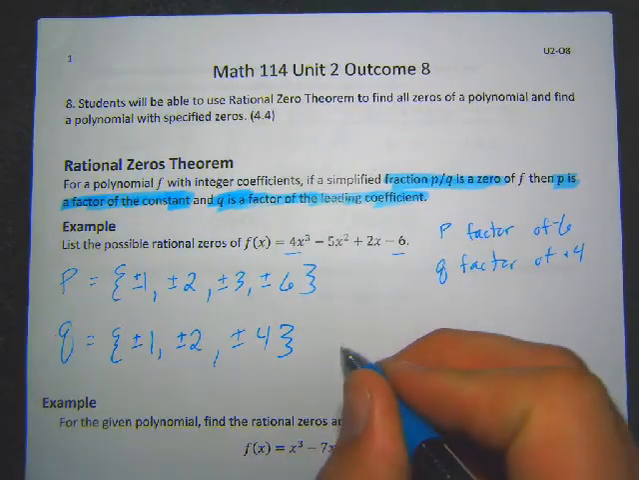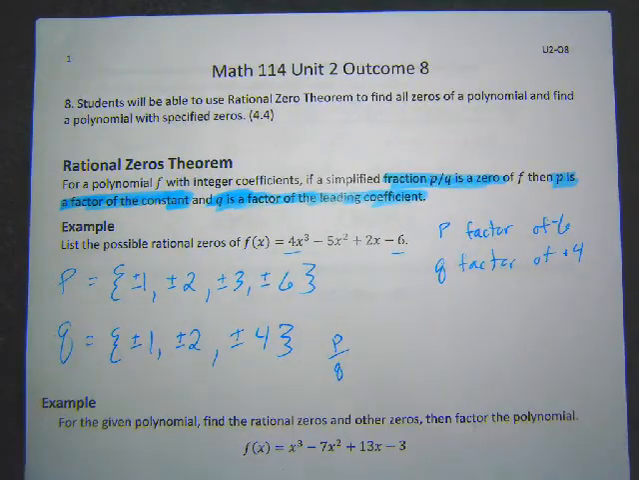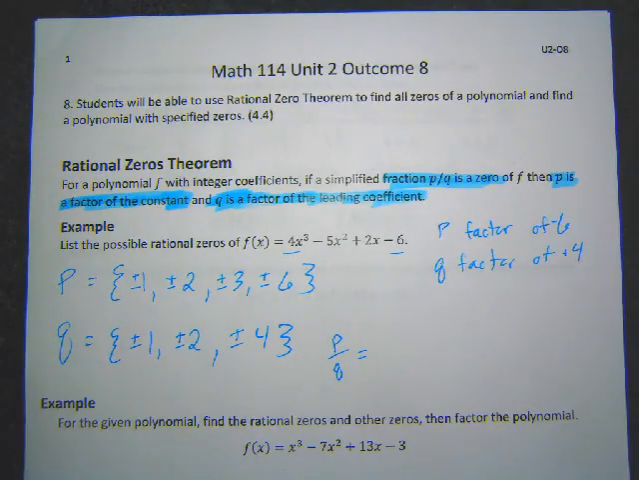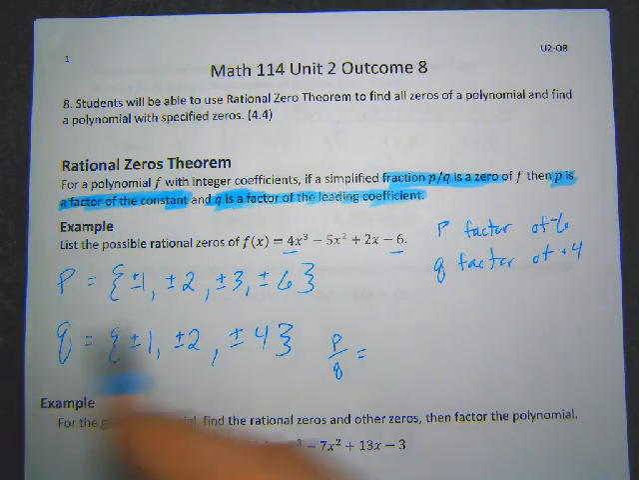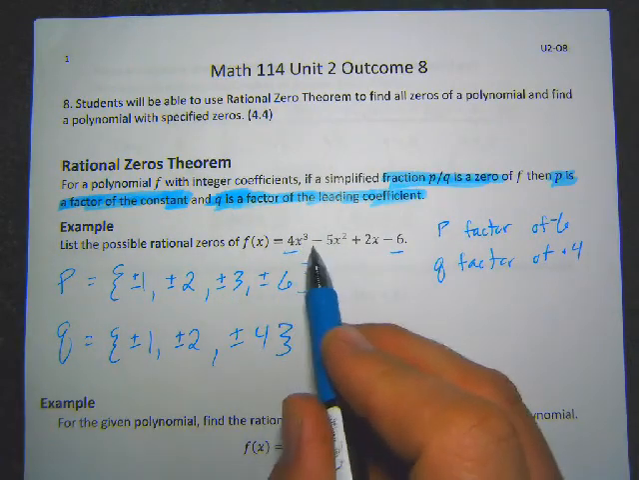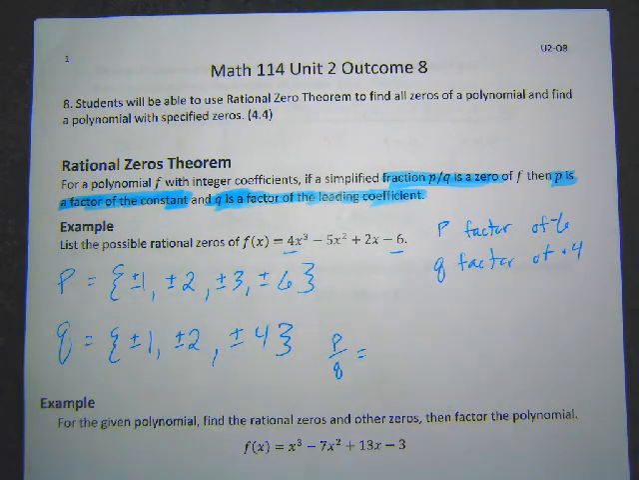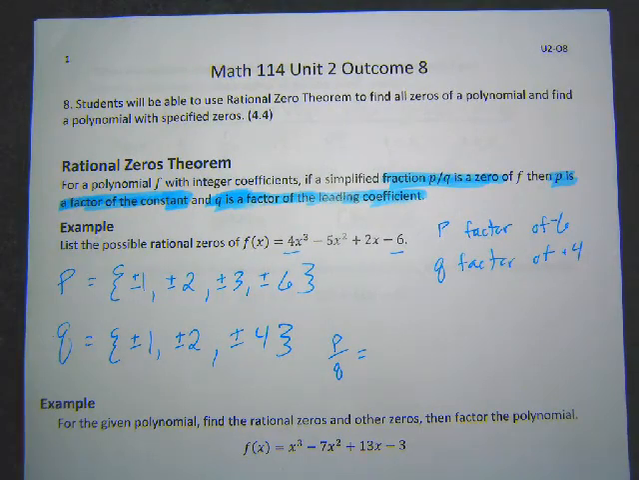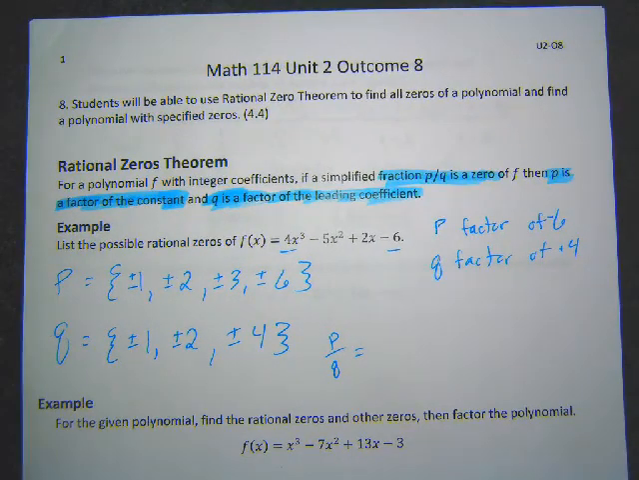Now I want to make my list of p over q's, or fractions that could be zeros. Now, these are not guaranteed zeros. We know by the rule we learned previously that a degree 3 polynomial like this, the most zeros it could have is 3 of them. And this list is going to be more than 3. So, not all zeros. It's just a list of things that might work.